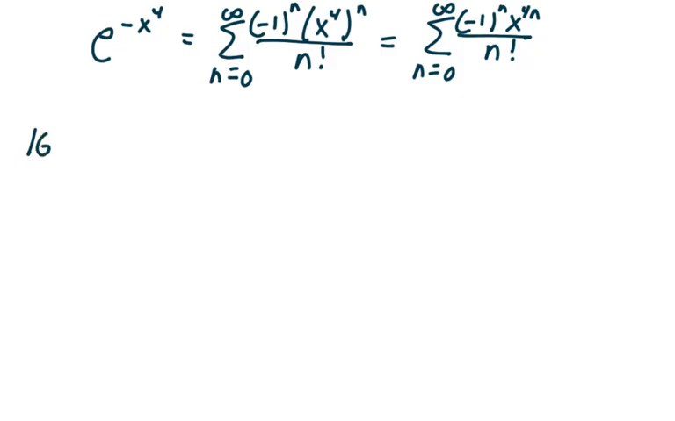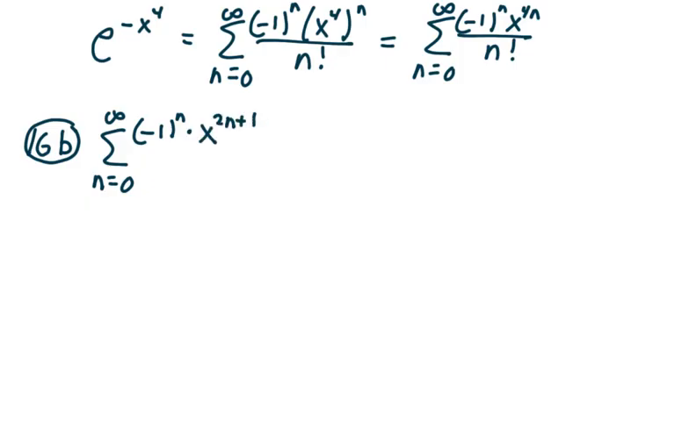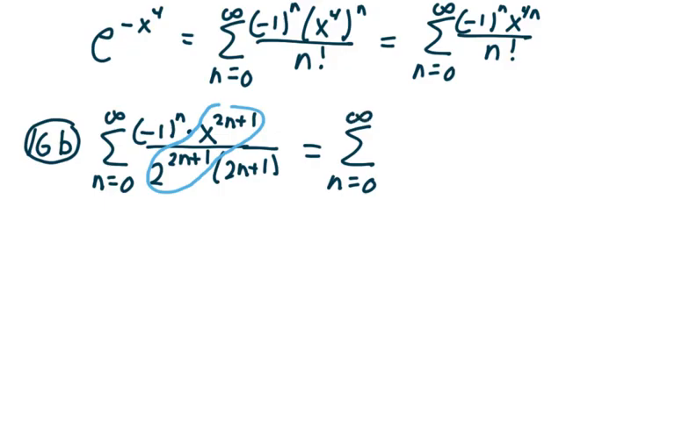16b. So for 16b, we have the summation from n equals 0 to infinity of negative 1 to the n times x to the 2n plus 1 divided by 2 to the 2n plus 1 times 2n plus 1. And what I want to do is focus in on x to the 2n plus 1 divided by 2 to the 2n plus 1. And so this is the summation from n equals 0 to infinity of negative 1 to the n times (x over 2) to the 2n plus 1 divided by 2n plus 1. Just laws of exponents.